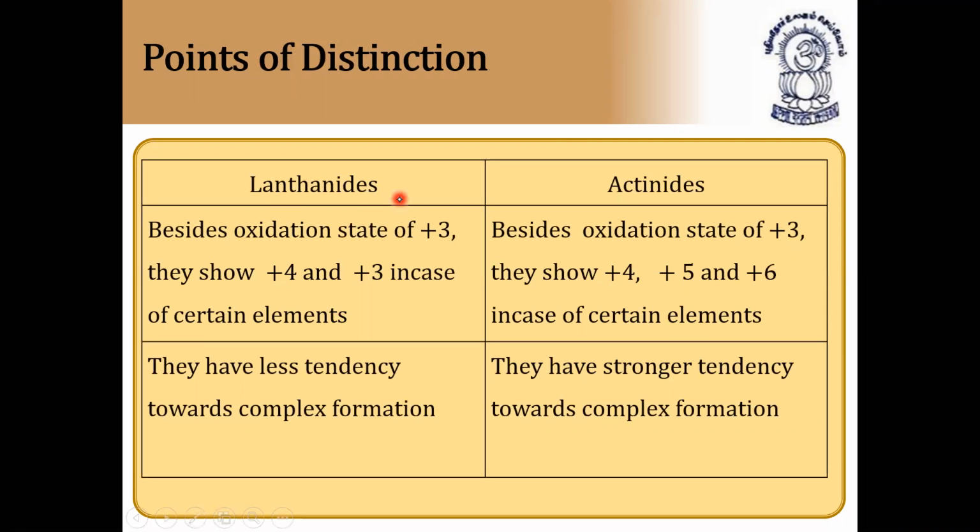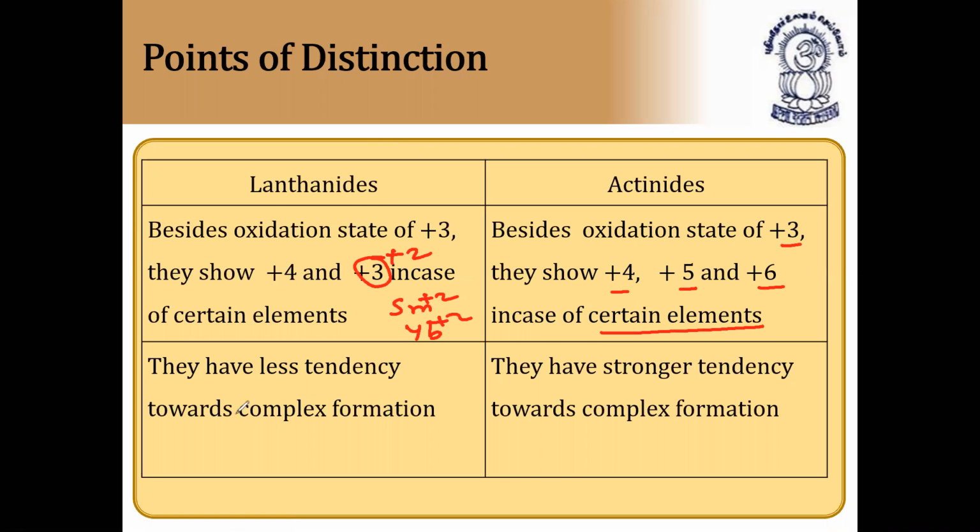Next, in what way are they different? Besides the oxidation state of +3, lanthanides will show +4 and +2 in the case of certain elements. Actually, it should be +2, because we have seen samarium Sm +2, ytterbium +2. Besides the oxidation state of +3, some actinides will show +4, +5, and +6 oxidation states in the case of certain elements.